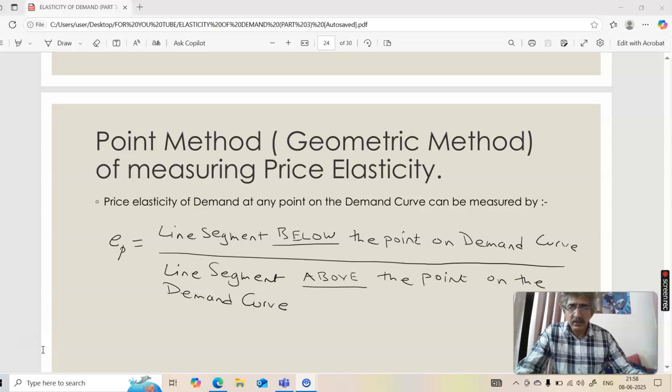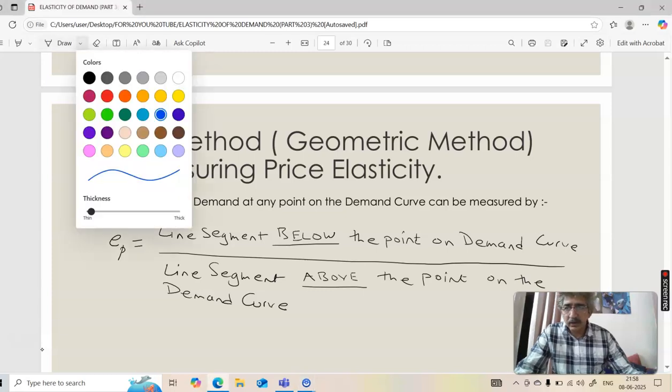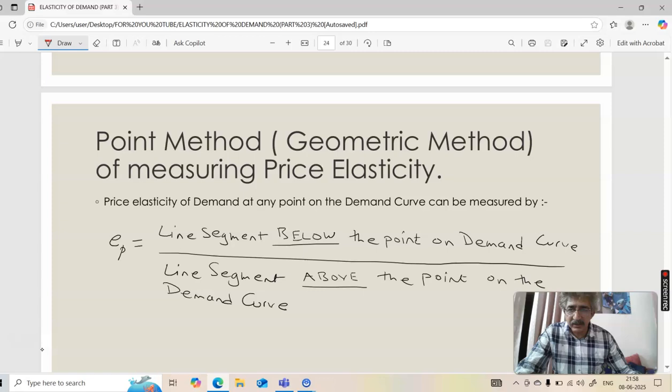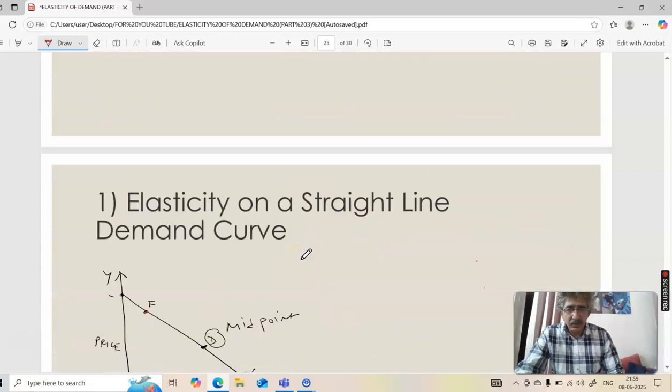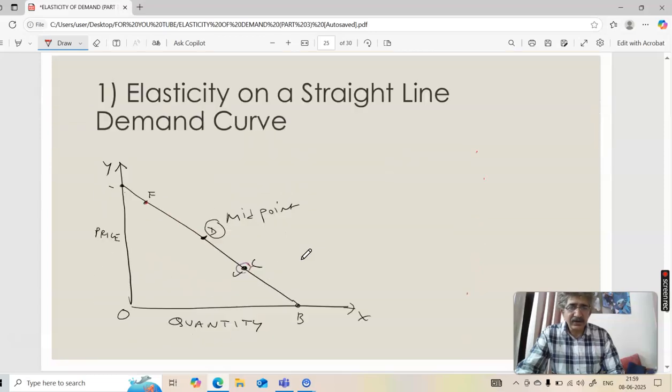formula, EP. By now you are well aware that this symbol EP stands for price elasticity. So the formula goes like this: line segment below the point on demand curve, the point at which we want to find out the elasticity, upon line segment above the point on the demand curve. This is the formula, but things will become clear as we make the demand curve as we proceed. Now, elasticity of demand on a straight line demand curve.